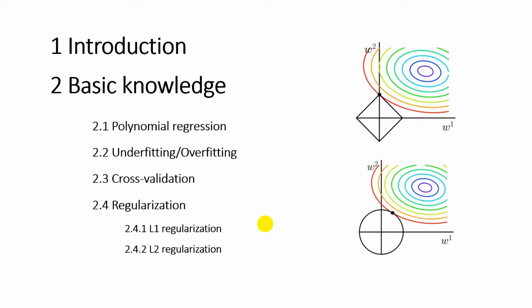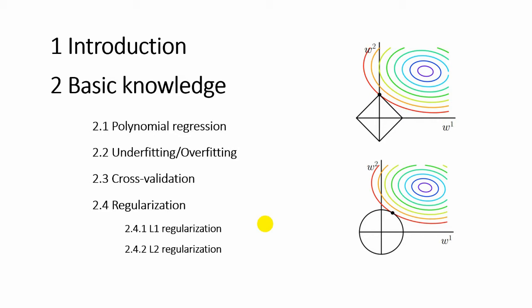Validation is a common method for solving this problem. The idea of validation is to randomly divide the training set into two disjoint subsets. One subset is still called the training set, and the other is called the validation set.